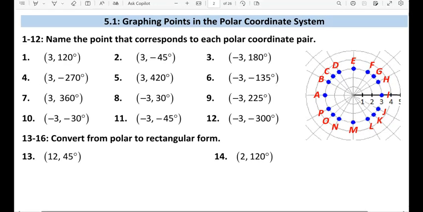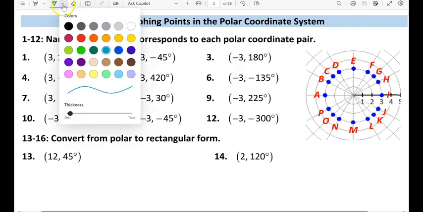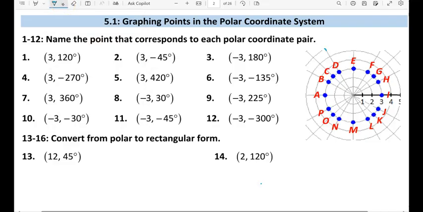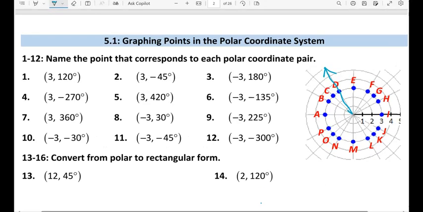In 1 through 12, we're naming the point that corresponds to each polar coordinate pair, or each ordered pair. Remember, they're in the form r comma theta. And so in number 1, we have 3 comma 120. What I'm going to do is find the 120 degree radial line, or the 120 degree ray, and travel out 3 units from the origin, and we'll be at point D.